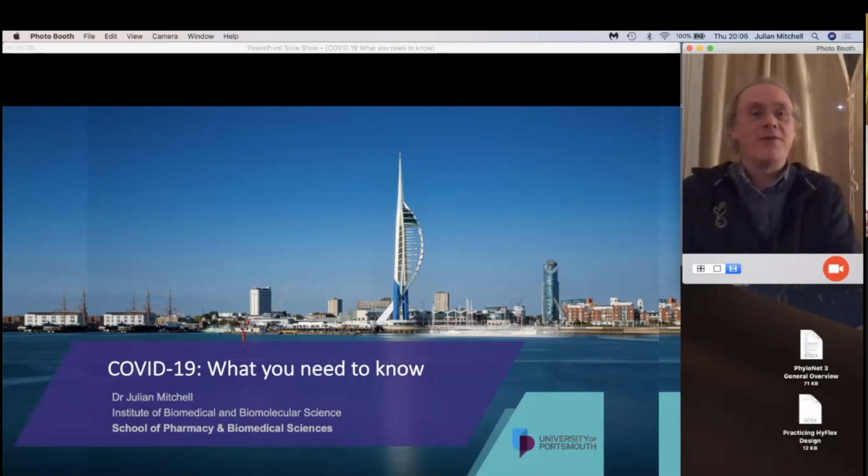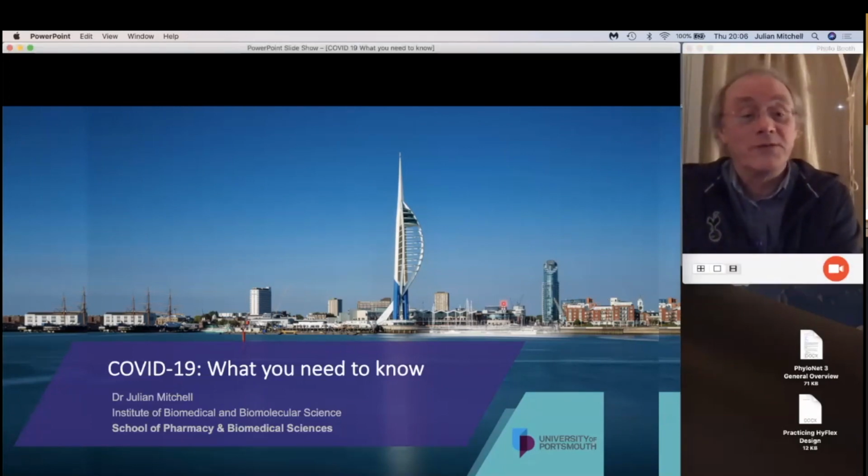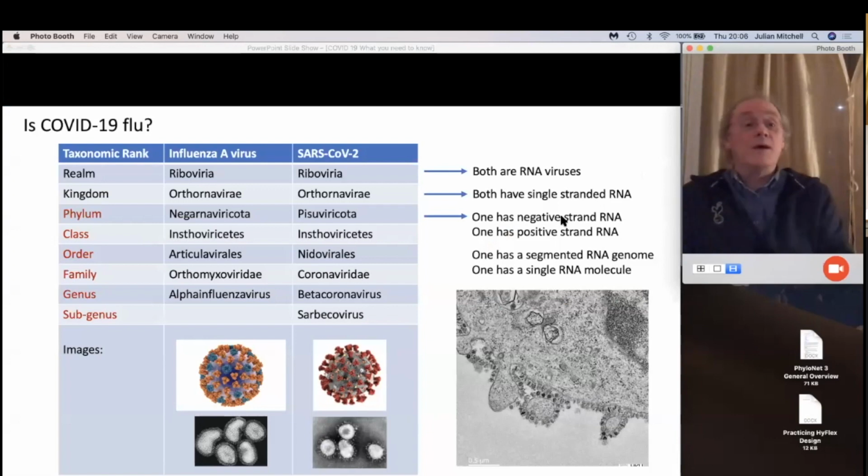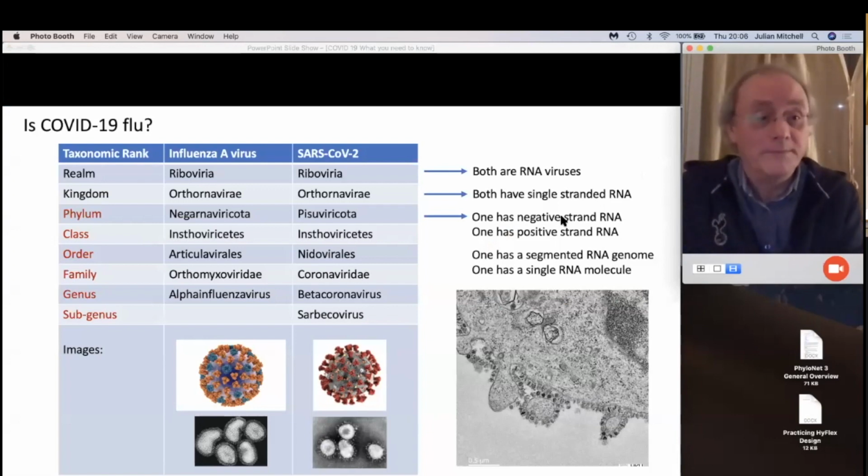Okay, now I'm sharing my desktop here. I've got Photo Booth on so that you can see me talk, and beside that, I've got my PowerPoint slides. I'm going to have to go backwards and forwards though. So now I'm on my PowerPoint slides, and you can see I've got a little laser pointer here where I can point to things. So the first thing that we really want to talk about is: is COVID the flu?